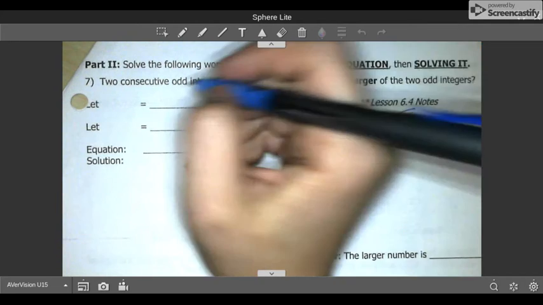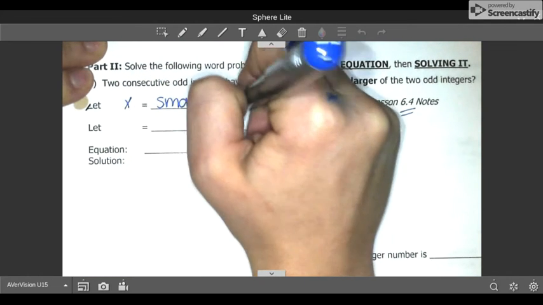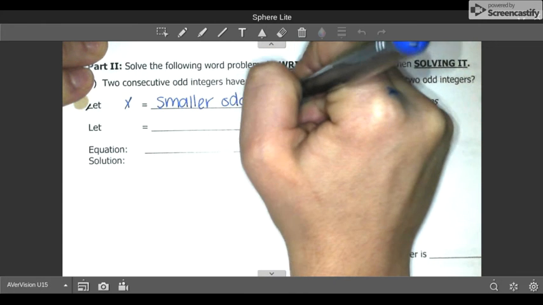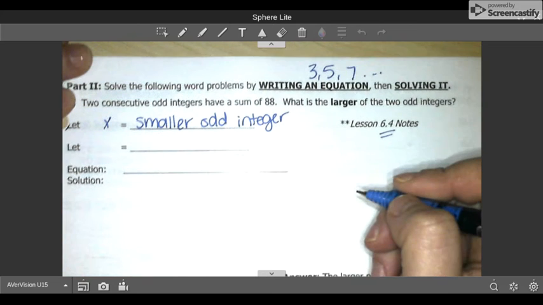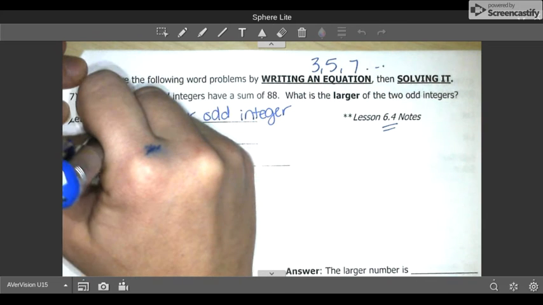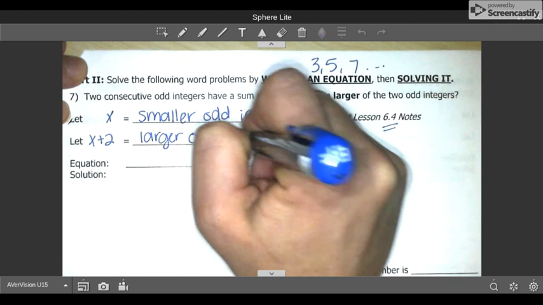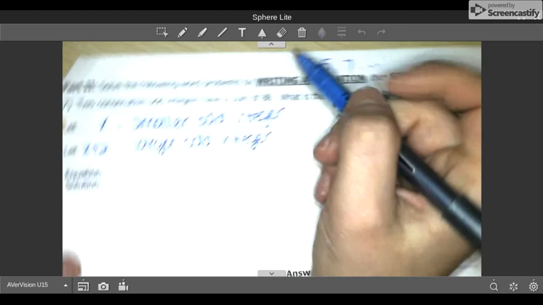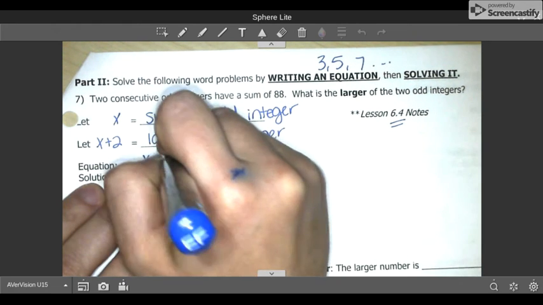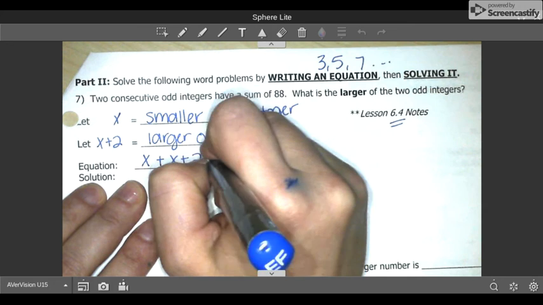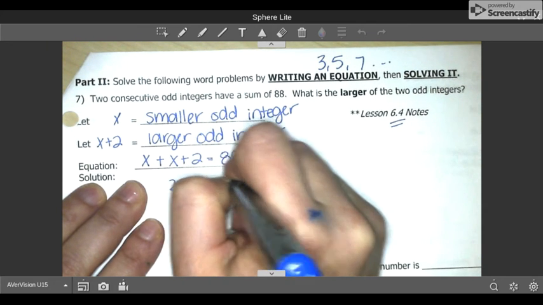So you always let x equal the smaller, in this case, odd integer. Then if you think about odd integers like 3, 5, 7, and so on, they always skip by 2. So x plus 2 is going to be the larger odd integer. And it says that they're consecutive and they have a sum of 88. What is the larger of the 2? So you're going to say x plus x plus 2 is going to add up to 88. So 2x plus 2 is equal to 88.